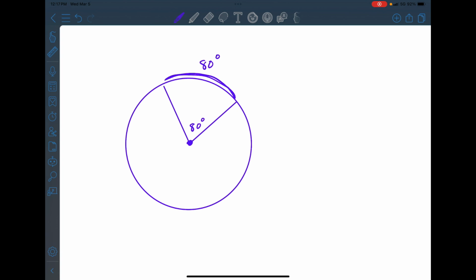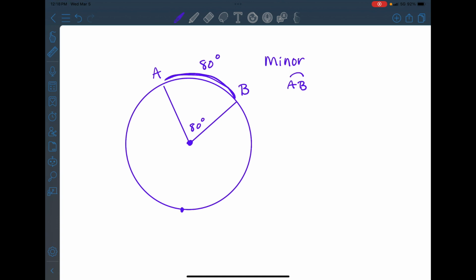And when we're talking about arcs, we're talking about the arc measure. We will talk about the arc length later on in this unit, but it's the arc measure. If the arc is less than 180 degrees, then it's called a minor arc, and you need two letters to name it. So if this was A and this were B, then it would be named arc AB.